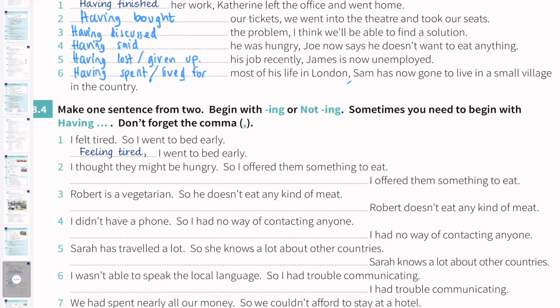You have to have the preposition for as well after the verb to live. Lived for most of his life in London. Now Sam has gone to live in a small village in the country.